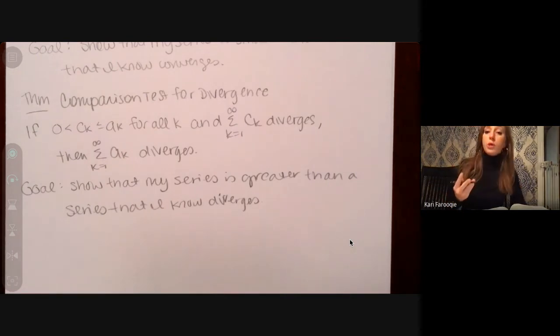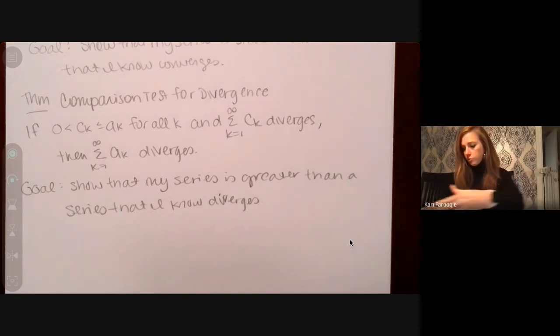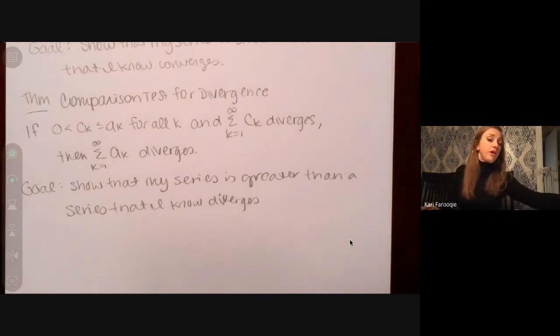That's really the direct comparison test. Your book doesn't actually call this the direct comparison test. It just has two different tests. One of them is called comparison test for convergence. The other is called comparison test for divergence. And I'm going to show you how they work.